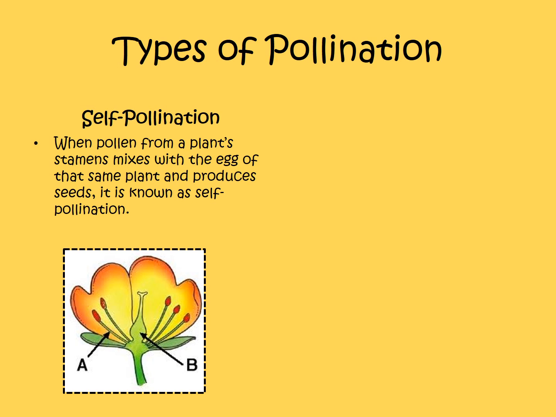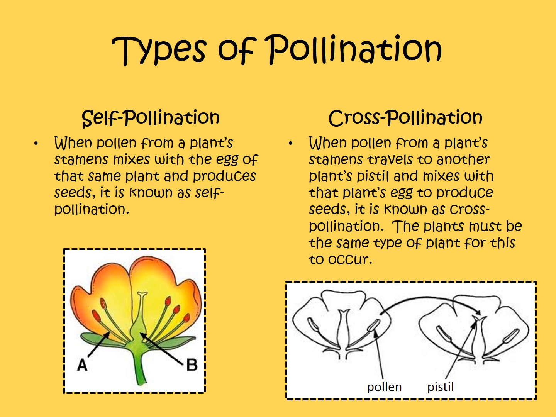Let's talk about different types of pollination. First, let's talk about self-pollination. Self-pollination is when pollen from a plant's stamens mixes with the egg of that same plant and produces seeds. This is known as self-pollination, so it's all occurring within the same flower.